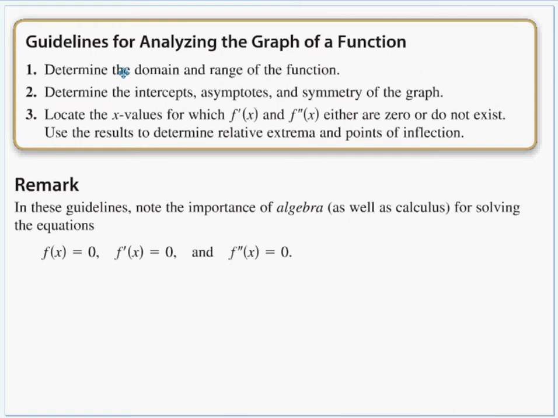Step 1, determine the domain and range of the function. This is especially important if you've got a radical in there. Remember, no negatives under radicals. Domain also, watch out for the vertical asymptotes, the numbers that are going to zero out your denominator in the original function. Step 2, determine the intercepts, x and y, any asymptotes, vertical, horizontal, or even slanted.